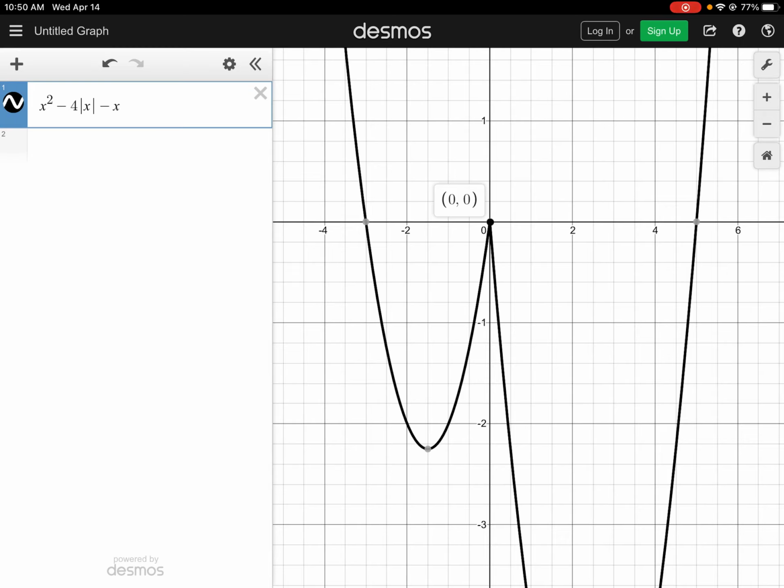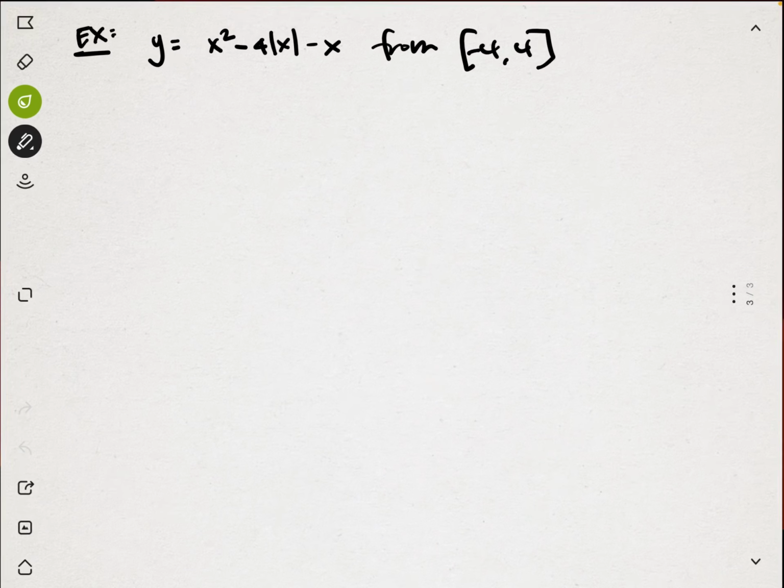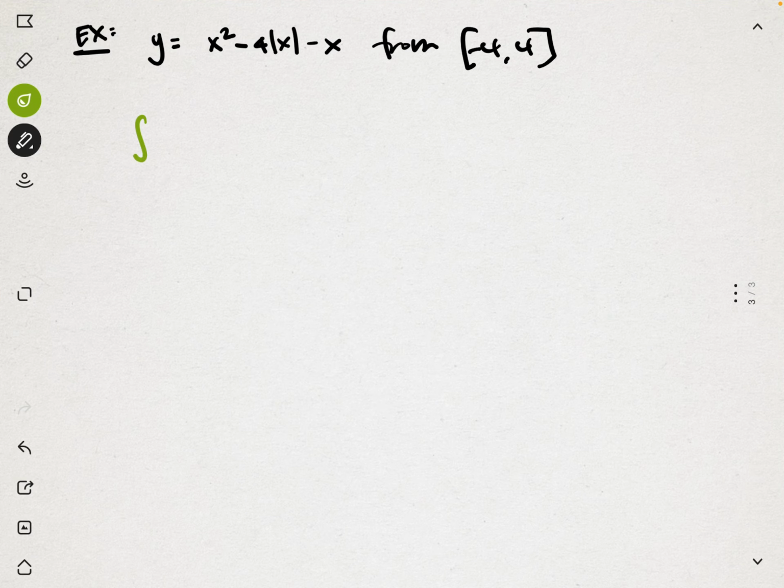So what we're going to do is do this in 2 parts, and we're lucky that it's at 0, so it's easy to split up our integral. So we're just going to do this in 2 parts. We're going to do one from -4 to 0, and we're going to do one from 0 to 4.